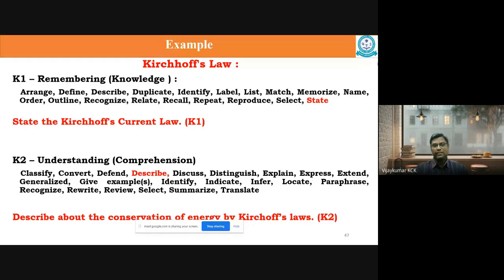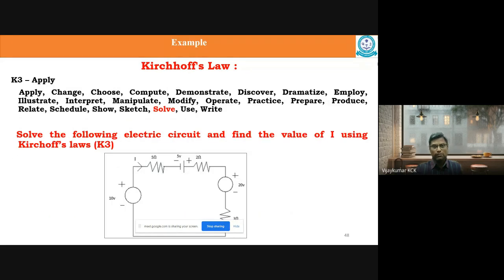Similarly, when we want to assess the understanding of this Kirchhoff law, we can use the describe verb, that is, describe the conservation of energy by Kirchhoff law. I am giving only the questions. Hope you will understand. For want of time, I am just putting the questions.